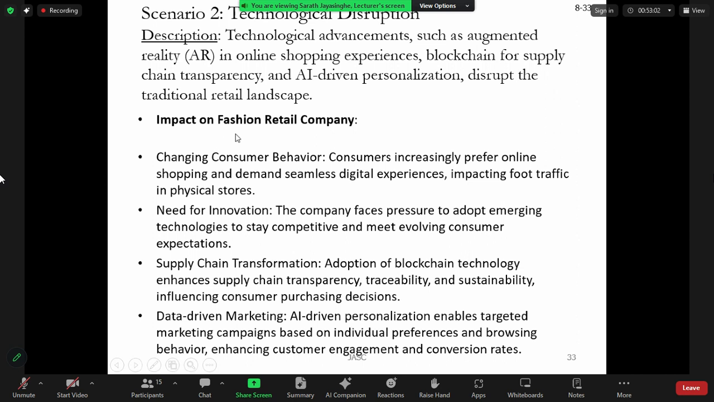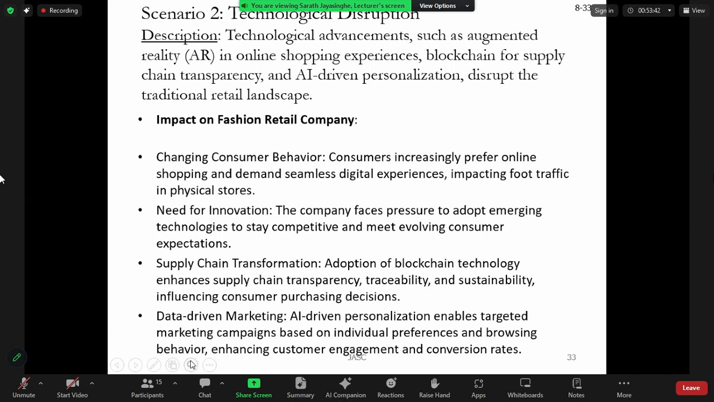Impact on fashion retail, you know how it happens to fashion retail. Changing consumer behavior: consumers increasingly prefer online shopping and demand seamless digital experiences, impacting foot traffic in physical stores. Then need for innovation: companies face pressure to adopt emerging technologies to stay competitive and meet evolving consumer expectations. Then supply chain transformation: adoption of blockchain technology enhances supply chain transparency, traceability, and sustainability, influencing consumer purchasing decisions.